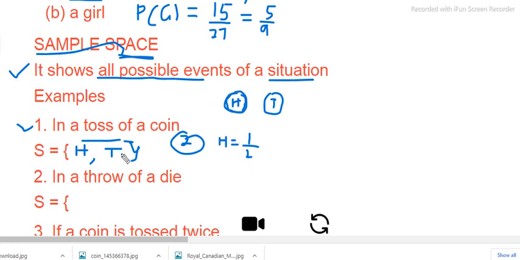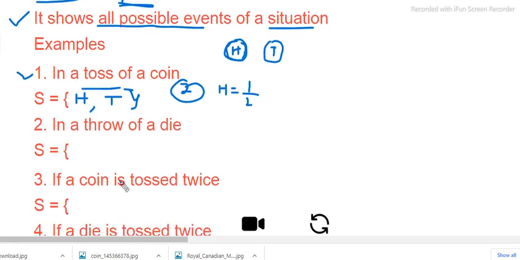Then what of a tail? We also have 1 tail, so that will be 1 over, in total we have 2. So in a toss of a coin, the probability of having a head is 1 over 2, and the probability of having a tail is 1 over 2. I believe you understand that. Probability of having a head is 1 over 2. Probability of having a tail is 1 over 2.